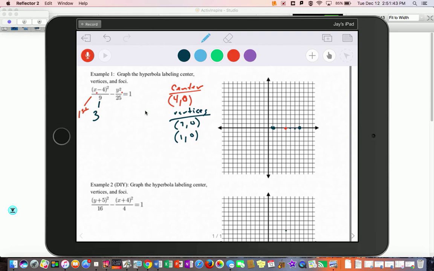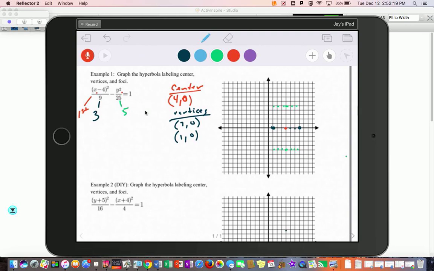Now the co-vertices, I'm going to go up and down 5. So 25 is under the y, and I'm going to go up and down 5. 1, 2, 3, 4, 5. These are not labeled as anything. They're not part of the hyperbola. But what we can do is draw this box that's horizontal there and there. When you do these boxes, it might be nicer with a pencil just to do dotted lines.